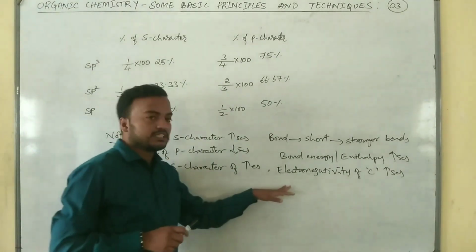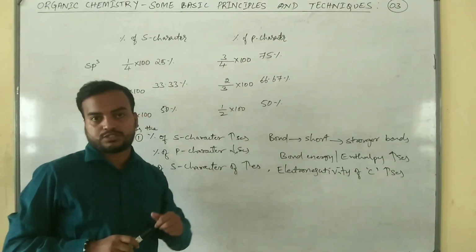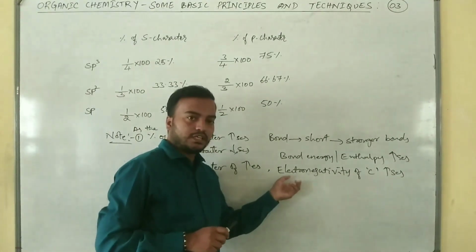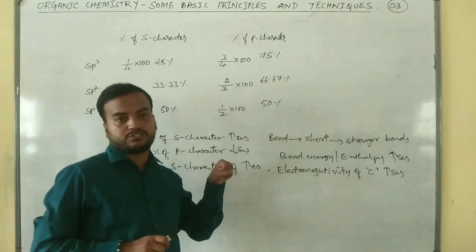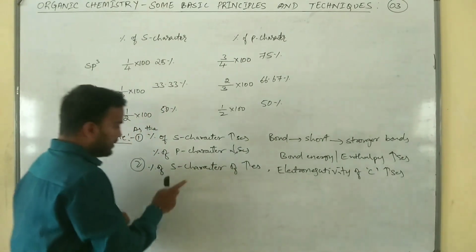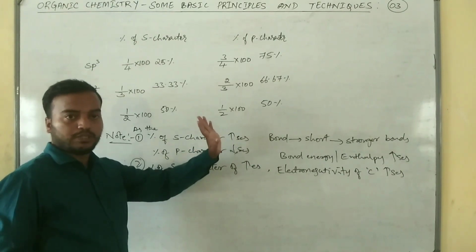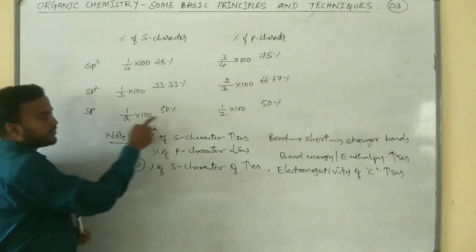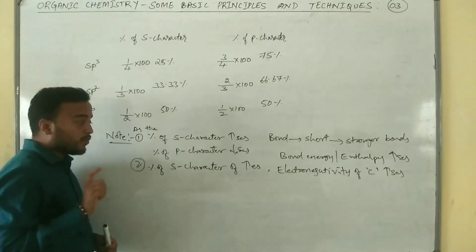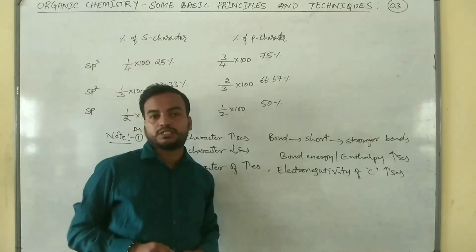Electronegativity is the tendency of an atom to attract the shared pair of electrons towards itself. As the percentage of S character increases, the electronegativity of that carbon increases. So in this case, the percentage of S character will be more. Why?